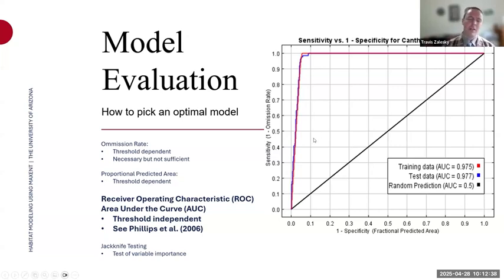Importantly, all of this is calculated for you by the software. All you need to do is compare models and try to maximize your AUC. So here, these two lines, these are the actual ROC curve, and the AUC is reported here, and it's approaching the theoretical maximum. So this would be considered a very good model.